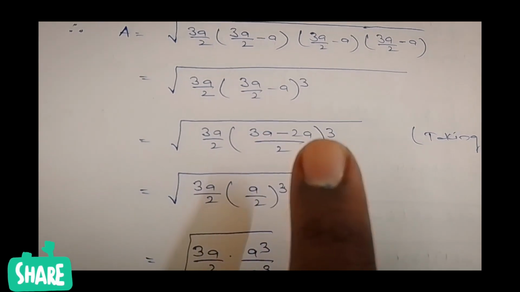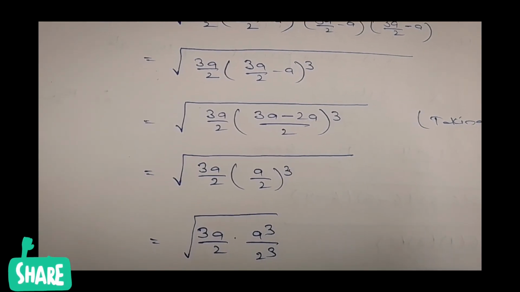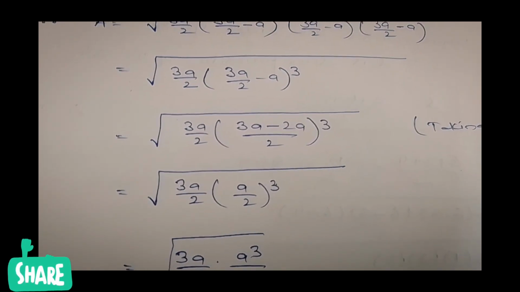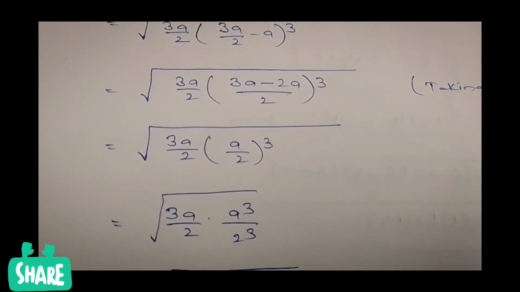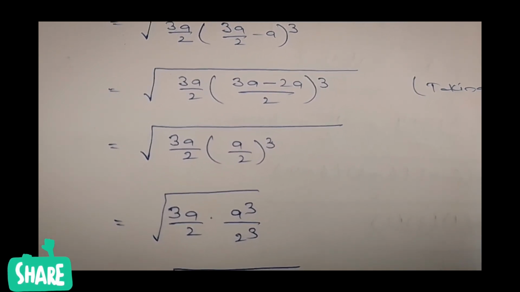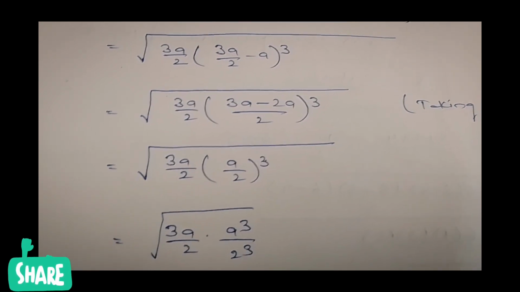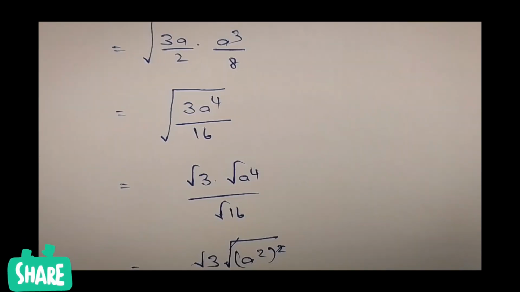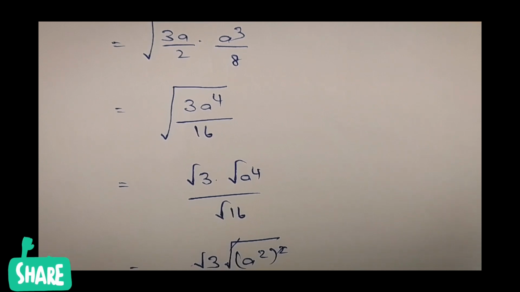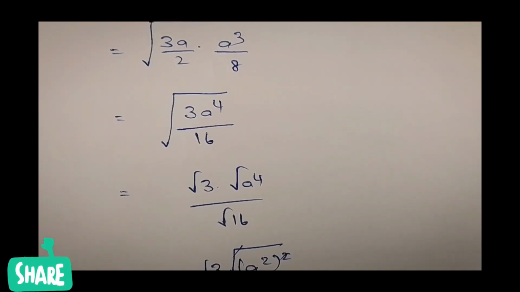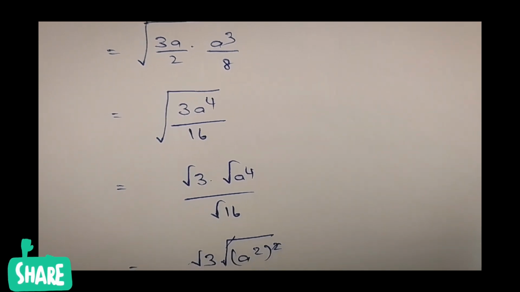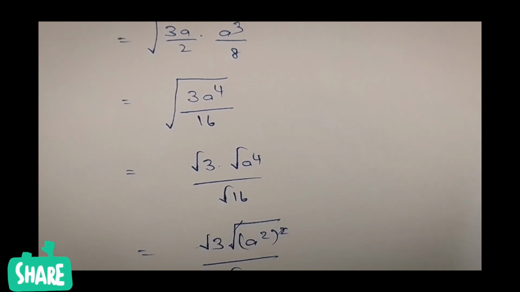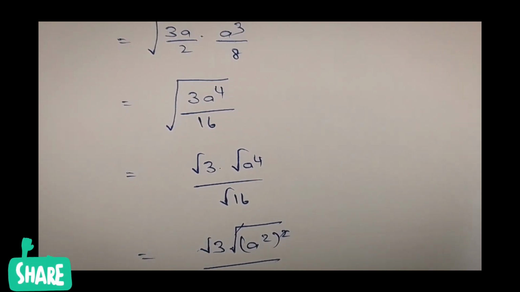So 3A minus 2A becomes A, guys, so A by 2. 3A by 2 is as it is, and A by 2 becomes a whole cube. So 3A by 2 into A cube by 2 cube. I changed this cube into individual terms for numerator and denominator: A cube by 2 cube, which means 8. So under root of 3A power 4, because A power 1 and A power 3 have the same base, the powers are added. So it becomes A power 4, where 2 into 8 is 16.